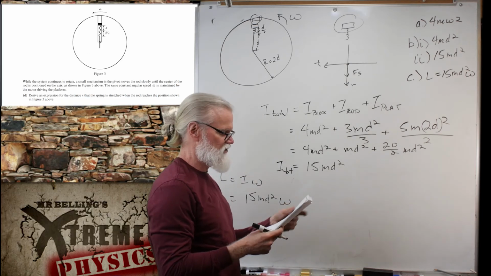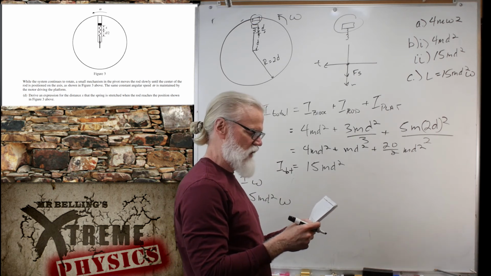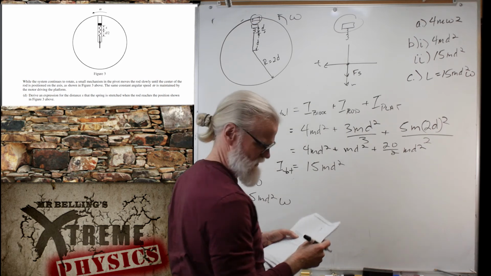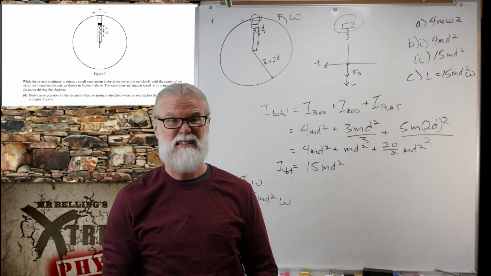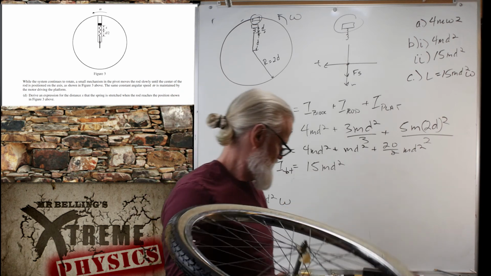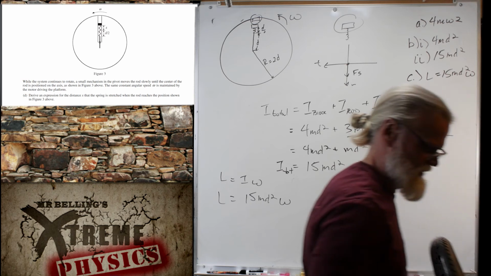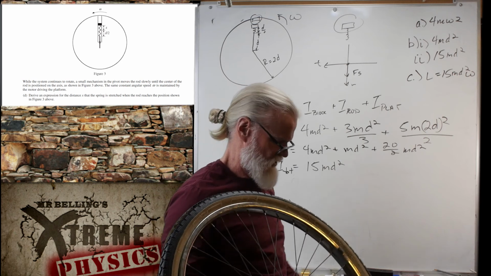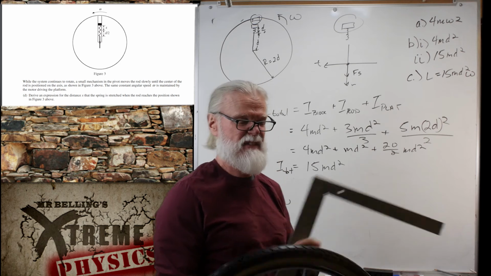While the system continues to rotate, a small mechanism in the pivot moves the rod slowly until the center of the rod is positioned in the axis. All right, so that's kind of a weird thing. Let's see if I can recreate this. I'm probably going to fail miserably. So as this is rotating, I need a rod. This is the closest thing I have to a rod. So I'll use this part of it. We're going to ignore that this even exists.